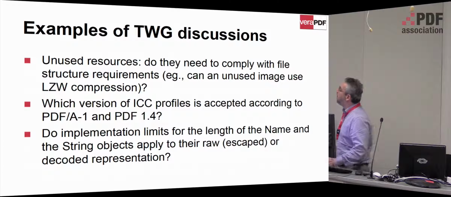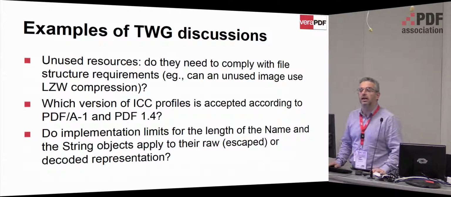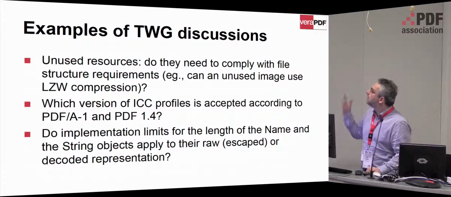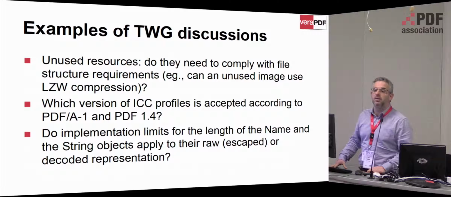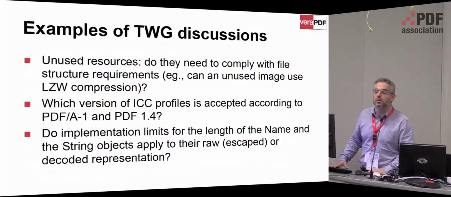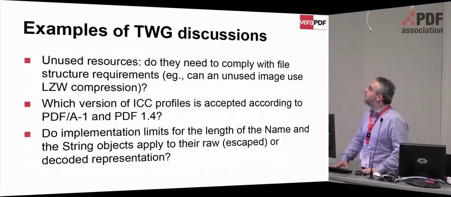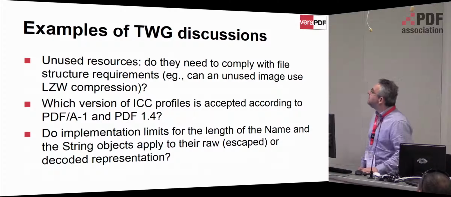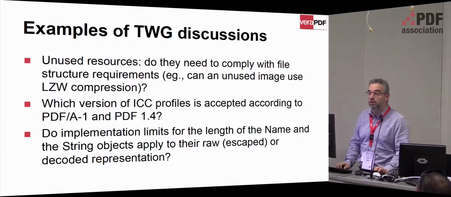Well, here are some more examples of technical workgroup discussions and how they end up in the formal language I've just described. So these are like unused resources: do we need to validate them or not, if the resource is defined in a PDF document but is not actually used in the page description? Which versions of ICC profiles are accepted in the PDF/A-1 standard? Do the implementation limits for the length of name and string objects apply to their raw, unescaped, or decoded representations? These are all typical technical things.